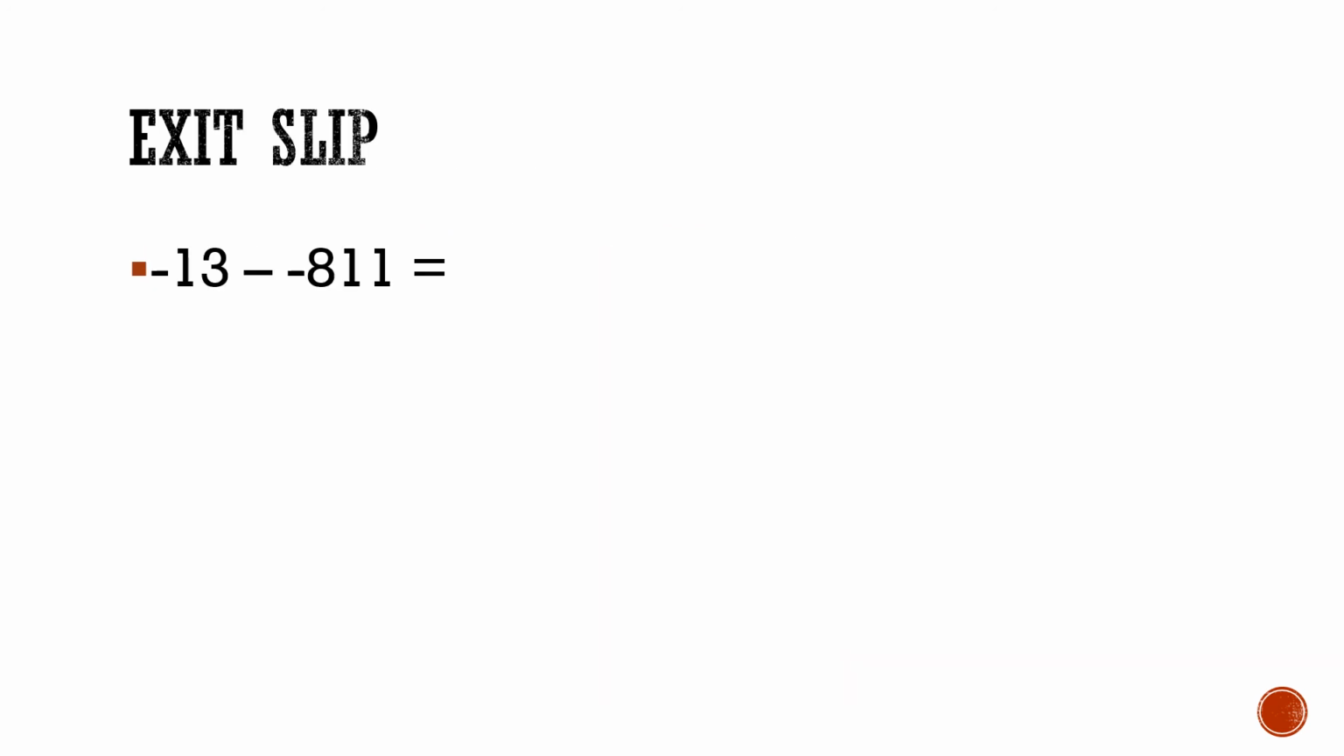Okay, pause your video and complete your exit slip. Okay, so you've got your sock trick here, so that's negative 13 plus 811. Do you have more negative or more positive? You've got more of your positive number, so that means your answer will be positive. The two numbers have a different sign in front of them, so that means we subtract them.